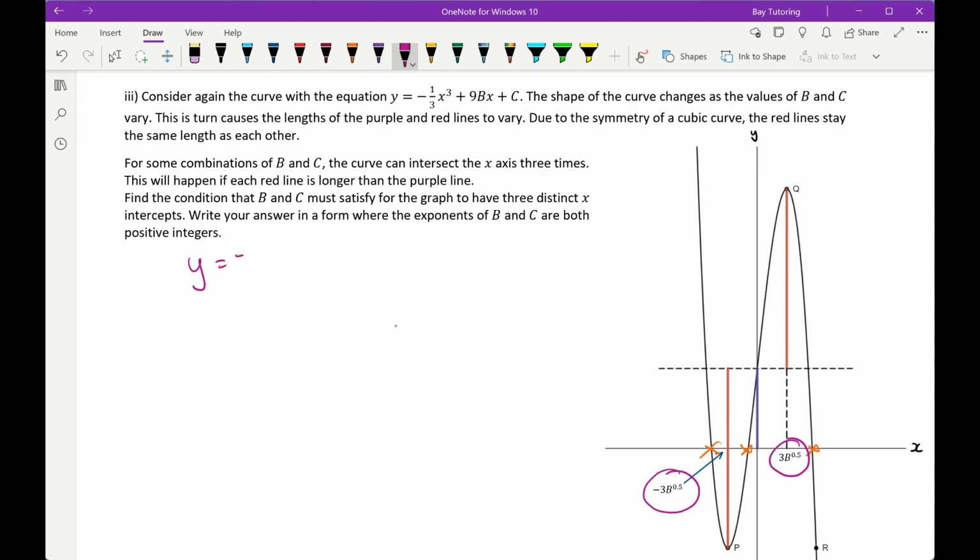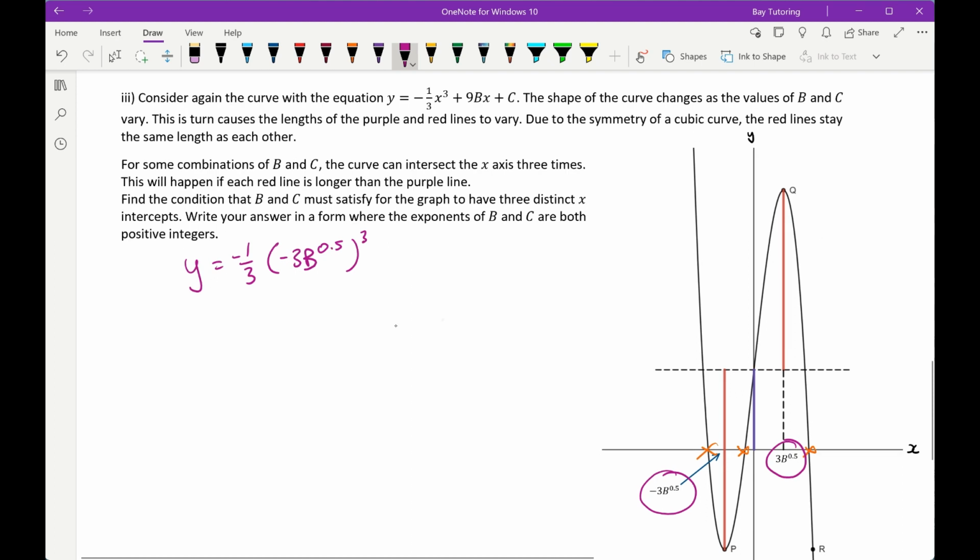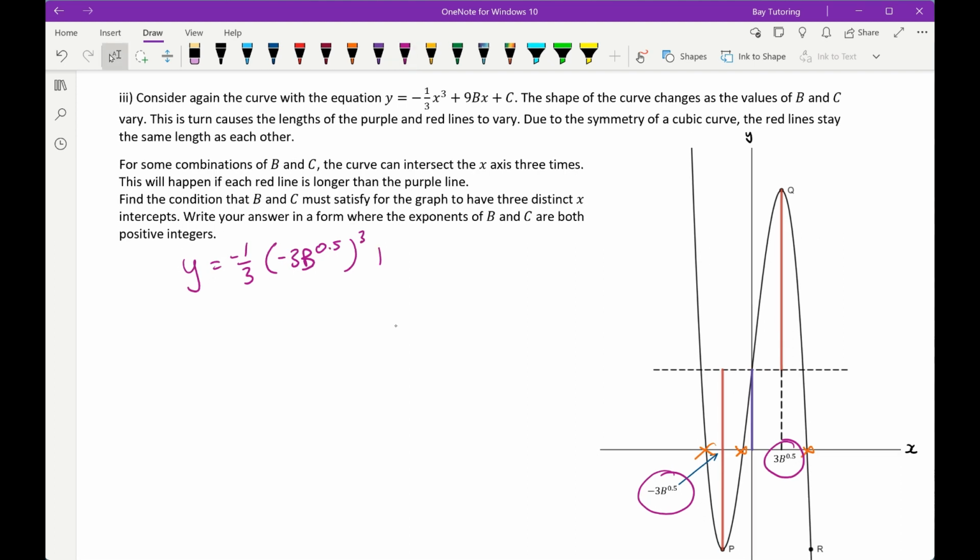So we've got y equals -1/3. We'll start off with the negative one, so -3b to the power of 0.5, cubed, plus 9b. So again, anytime I see x in that equation, I'm replacing it with -3b to the power of 0.5, plus c.